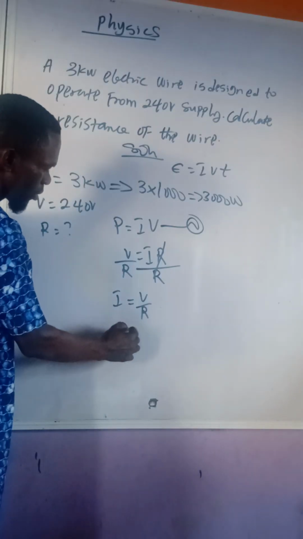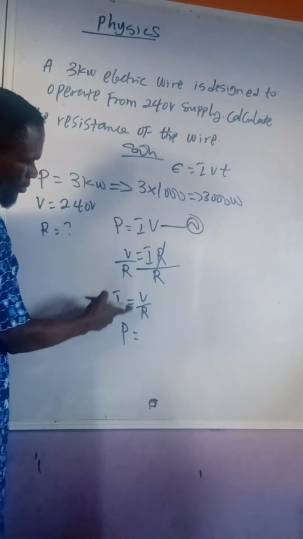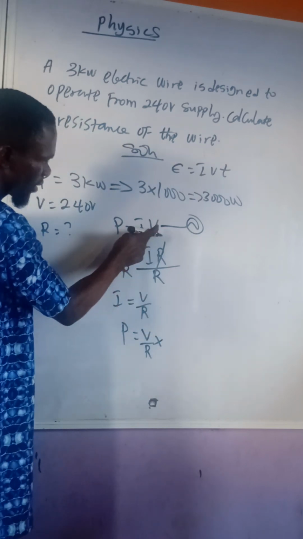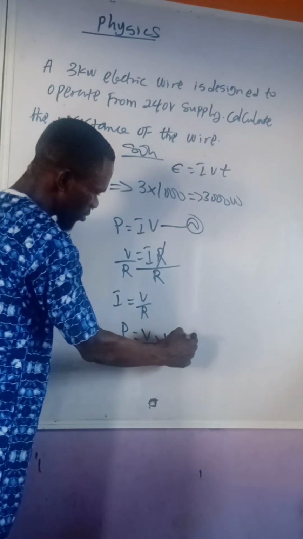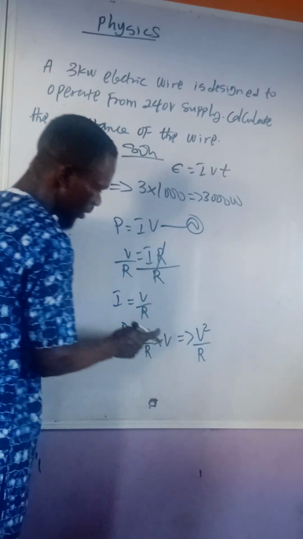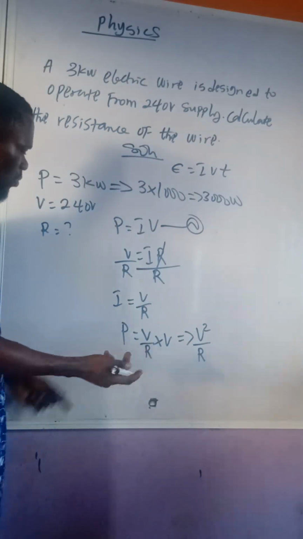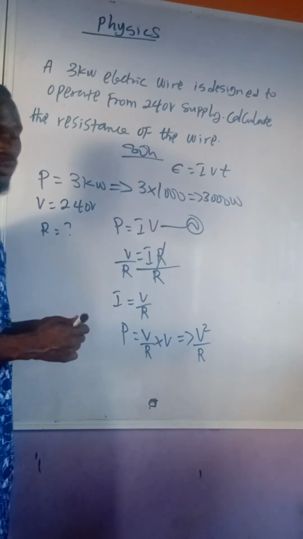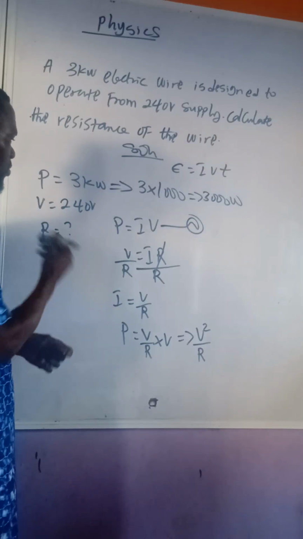So we are going to have power equals what is our current now? Volt over resistance, times the volt that we have here, which will give us V squared over R. V times V gives us V squared, right? So the electrical power is V squared over R. Now once we've done that, we are able to solve the question. So let's go.